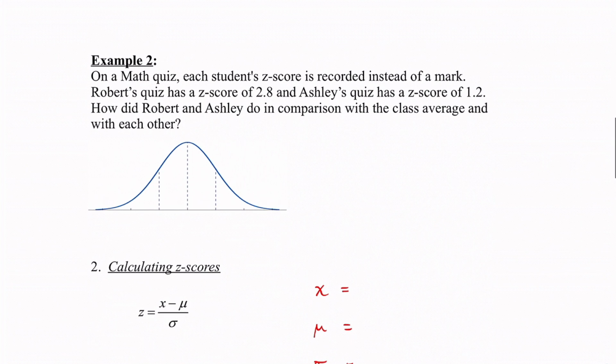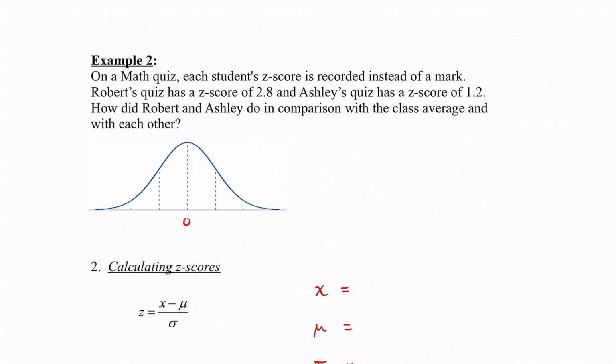It says, on a math quiz, each student's z-score is recorded instead of a mark. Robert's quiz has a z-score of 2.8 and Ashley's quiz has a z-score of 1.2. How did Robert and Ashley do in comparison with the class average and also with each other? So I'm going to first put their information on this normal distribution right here.